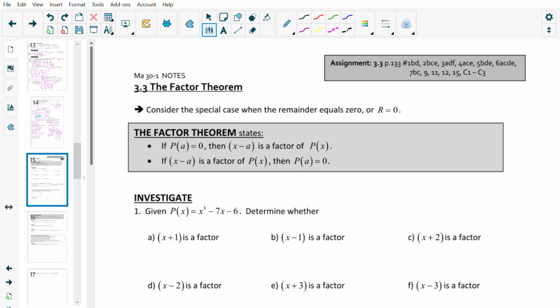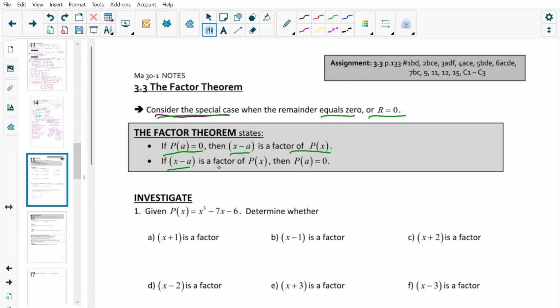Okay, we're back. 3.3, Factor Theorem. Consider the special case, when the remainder equals 0, or r equals 0. We have this thing called the factor theorem. It states that if p of a equals 0, then x minus a is a factor of p of x.